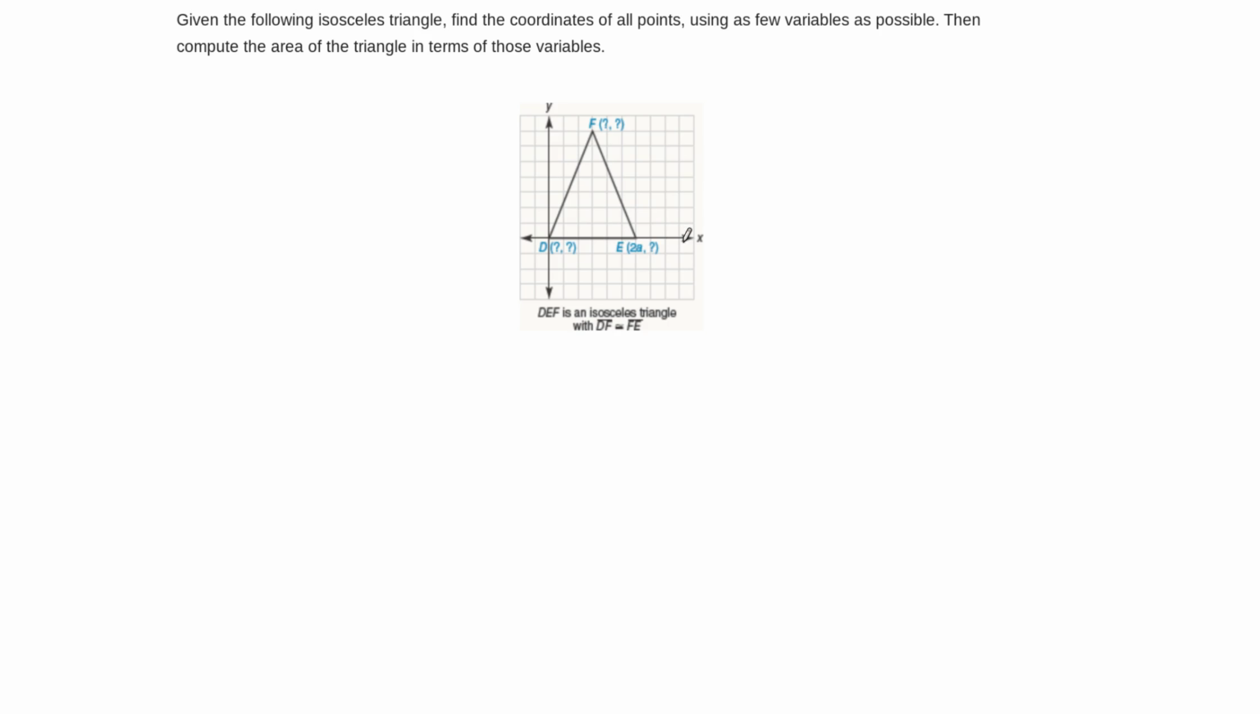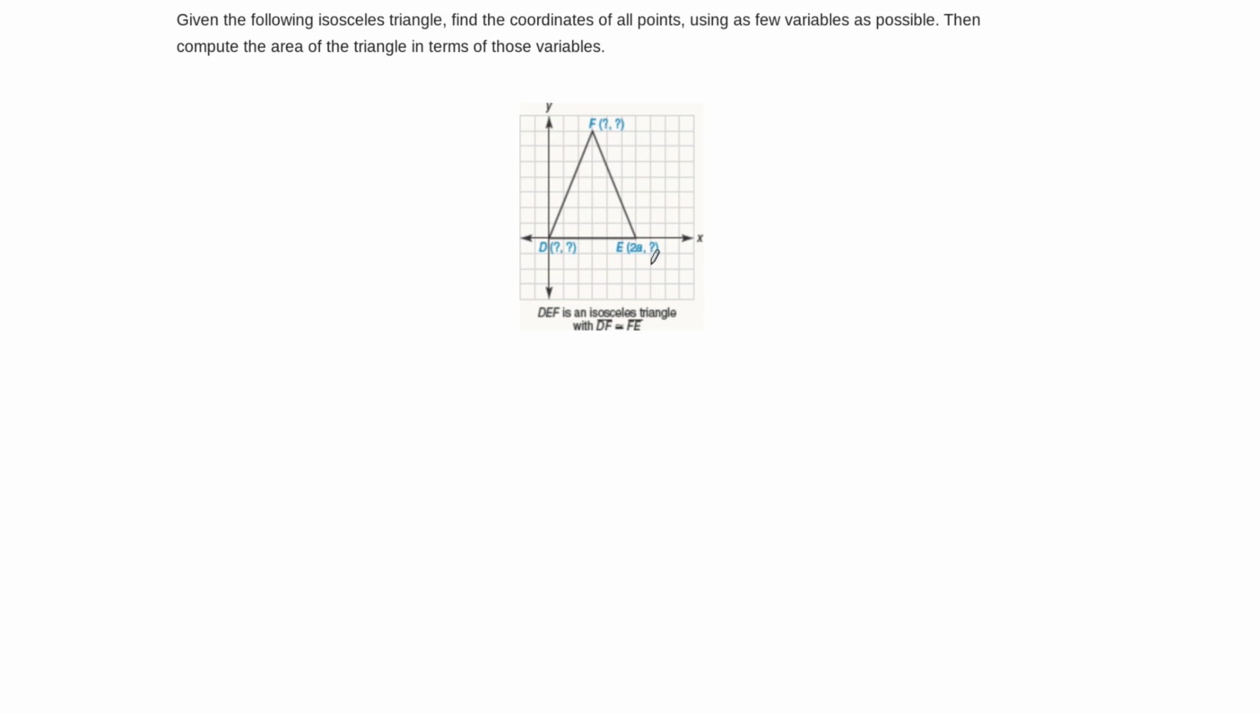In this example, we are given an isosceles triangle. We're told that DF is congruent to FE. So these two kind of vertical legs are congruent. And we are asked to describe the points here of the vertices, so describe the vertices in as few variables as possible.